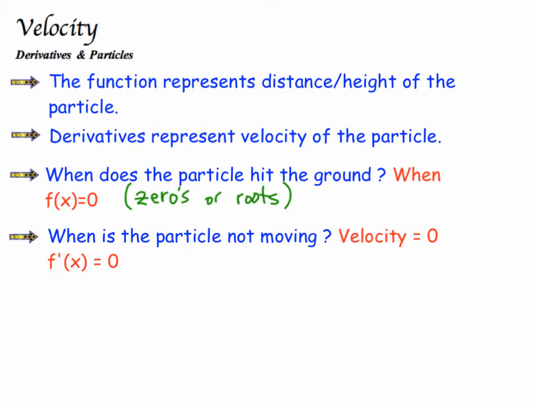So when does the particle hit the ground? Well, that's the zeros or roots of the function, so we would make the function equal 0. And when is the particle not moving, or when has it changed direction? You'll be taking the first derivative of the equation and making it equal 0.